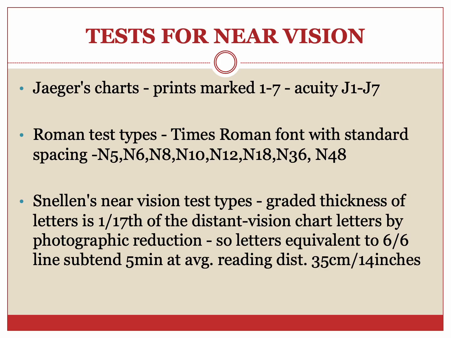So in Jaeger's chart there will be printed lines which will be marked from 1 to 7. Depending on whether that person is able to read that particular line, we give him vision as J1 to J7. In a Roman test type, we have Times Roman font with standard spacing, and likewise there will be vision N5, N6, N8 till N48. In Snellen's near vision test type, there will be graded thickness of letters, 1 to the 17th of the distant vision chart letters by photographic reduction.